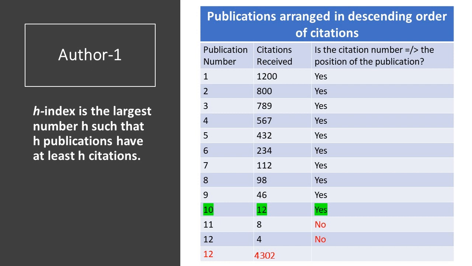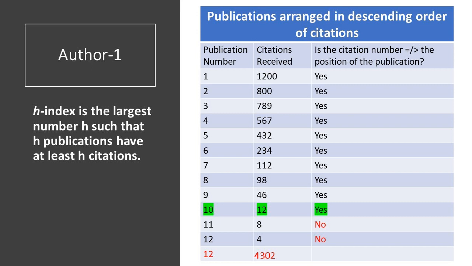Hope the things are clear. It is very simple, right? So there is no. So this last row where you have put yes is the H index of this particular author. This is the explanation of H index in very simple terms.